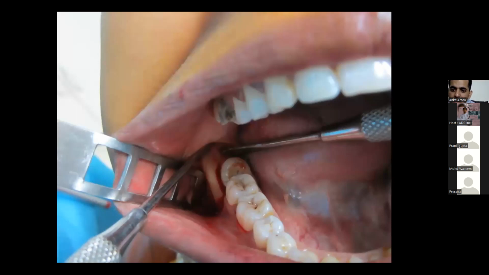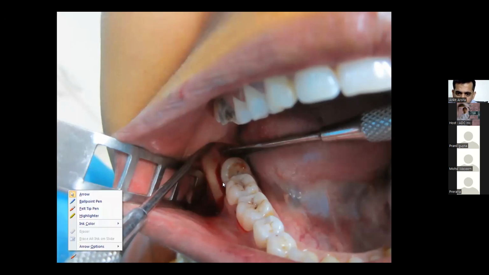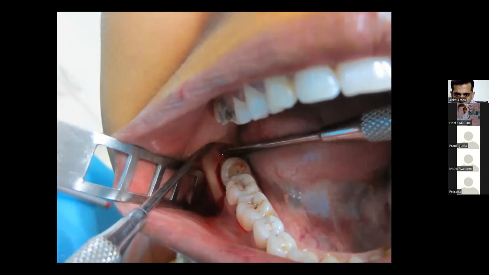Okay, now you can see it here. This is how it looks like. We removed the bone margin. Basically, the bone margin is removed from the distal of the second molar to the distal lingual margin of the wisdom tooth, right? I would rather mark it so that you can see it, from here to here. I don't think you are able to see it. Now you can see it, right?